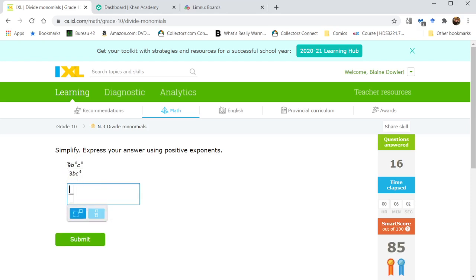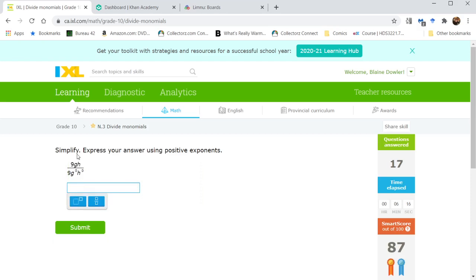For this one, the 9 cancels with the 3, and the rest of our numerator is the same as 1. So we're going to have b times c to the 6 in our denominator. Here our 9's cancel, and g to the 0 and h to the 0 are both 1, so this simplifies to gh.